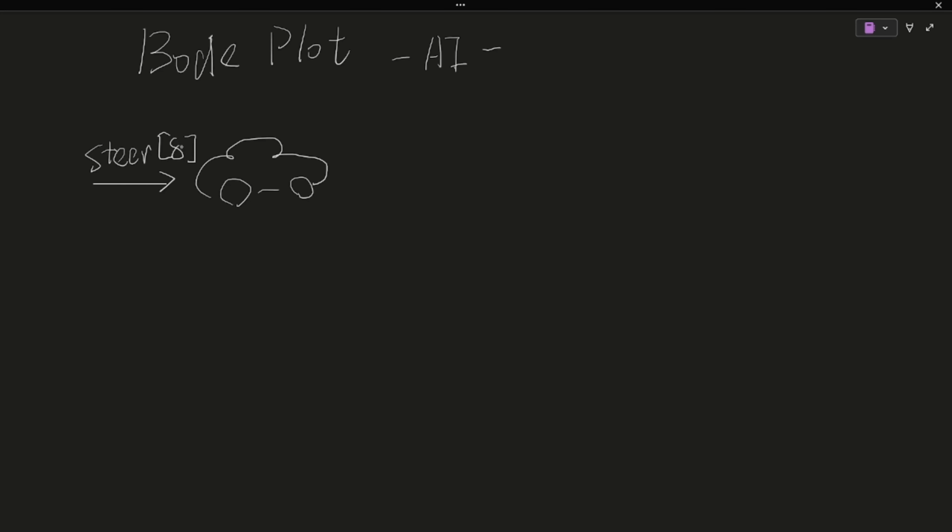Today I will explain about Bode Plot and how to use AI to generate it. First, let's see an example. Here is a vehicle. Take it as a system. The input of this system is steer angle, delta. The output of the system is vehicle's yaw rate, R.